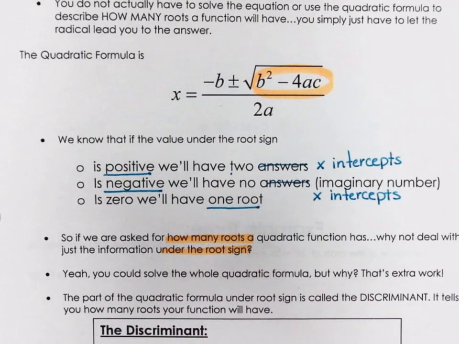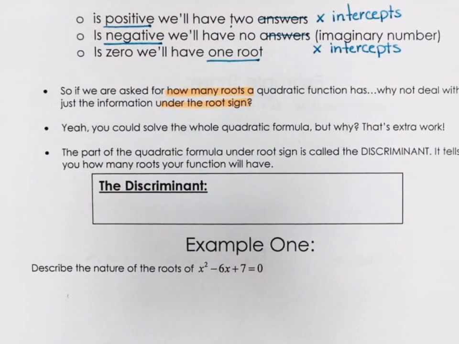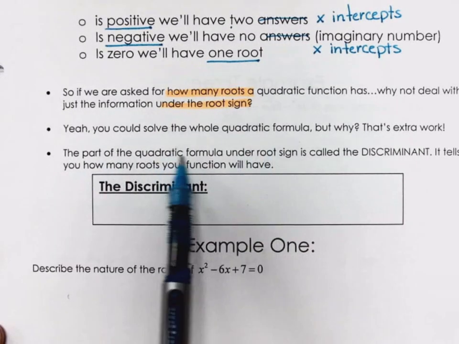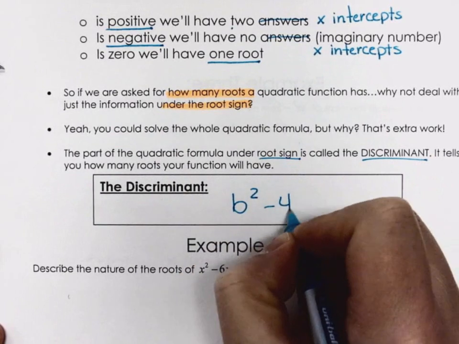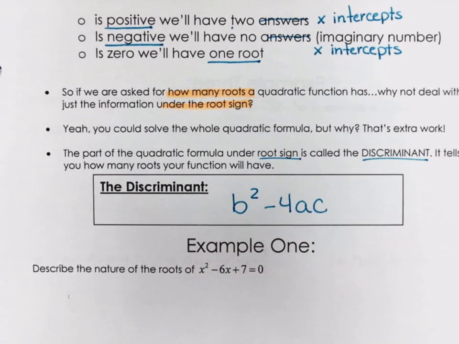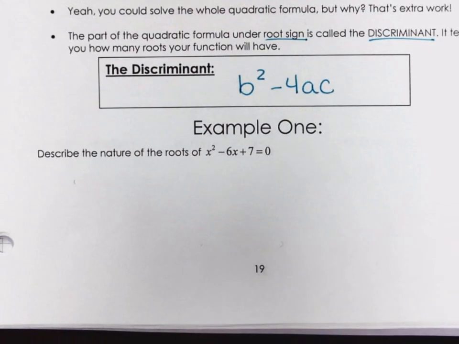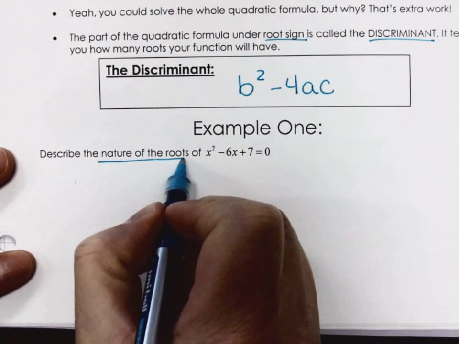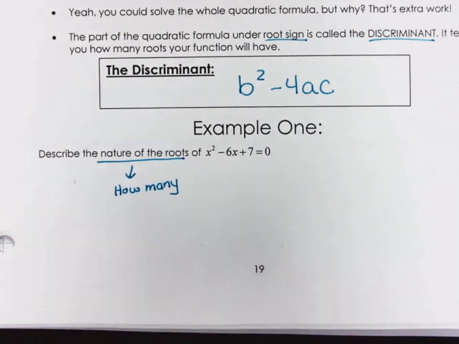So if the question doesn't ask where they are, it asks how many, you can find your vertex, visualize if you want to, but when it's given in standard form like this, sometimes it's just easier to use the discriminant that's under the root sign. So the stuff under the root sign is called the discriminant, and that would just be our b squared minus 4ac. It's inside the quadratic formula. And some people use the quadratic formula fully to answer the question, and that's fine too. So if I ask you to describe the nature of roots, that's asking how many roots we have, how many x-intercepts.